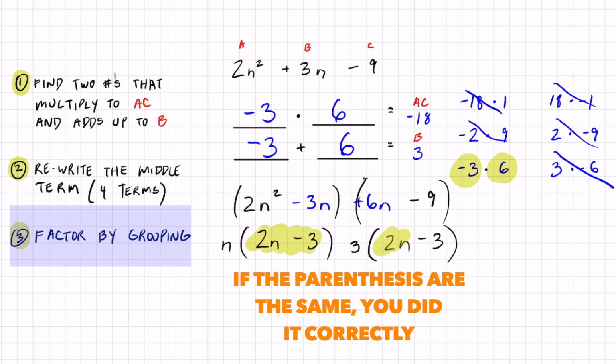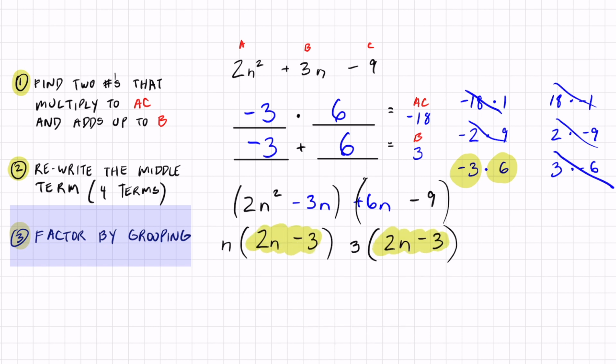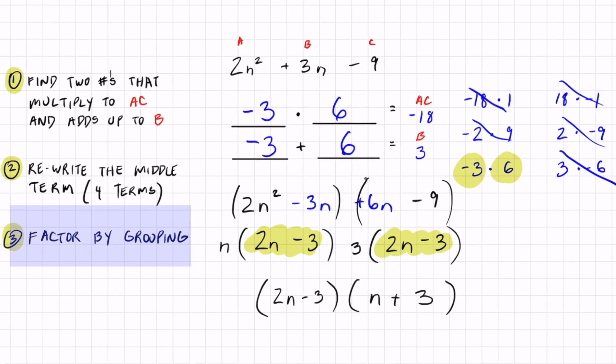As long as these two are the same, you can factor that out once again, and the leftovers are these two numbers, n and a positive 3. Boom, we got that factored. Let's try that again on another problem.